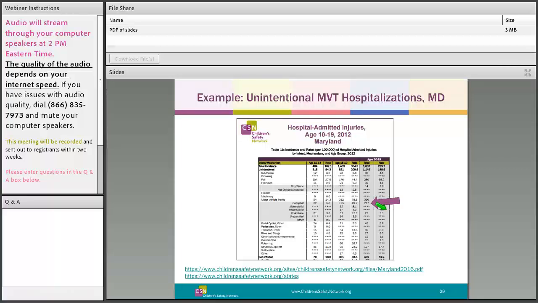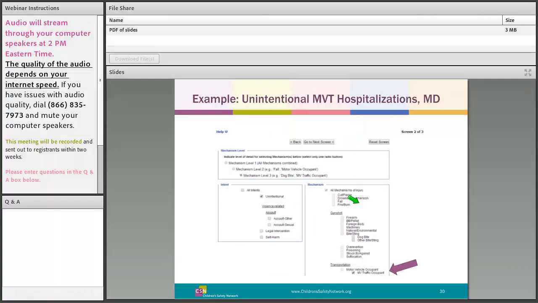Okay, so here what we've done is the cost we're looking at here is the motor vehicle occupant, 10 to 19-year-olds in the year 2012 for hospital-admitted injuries. And we see there the value is 217 incidences.